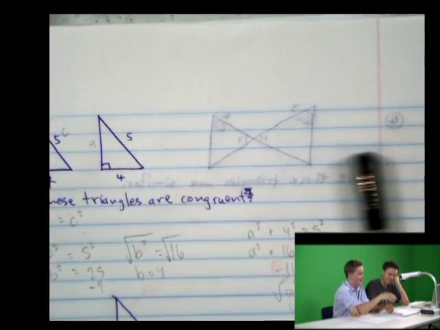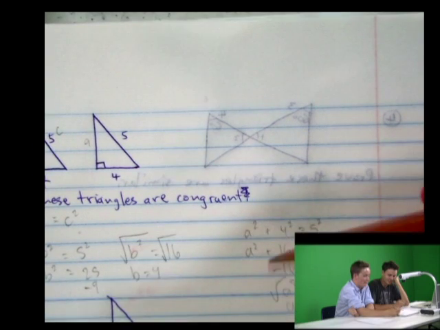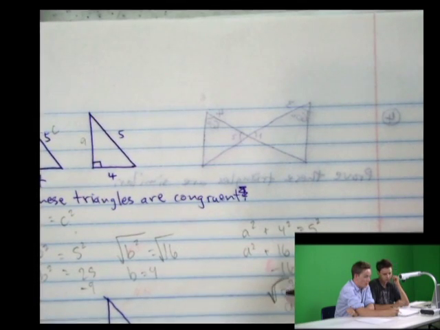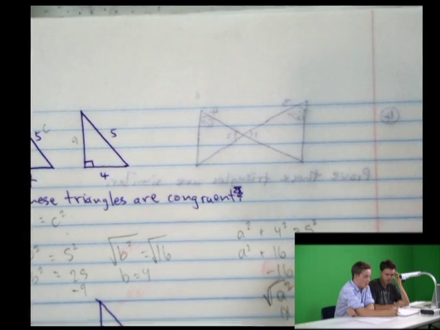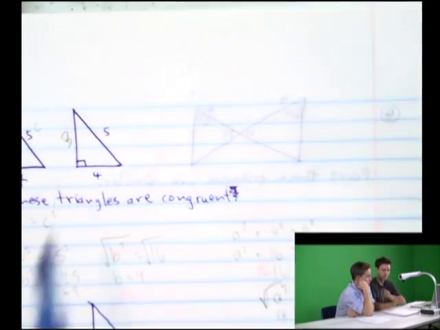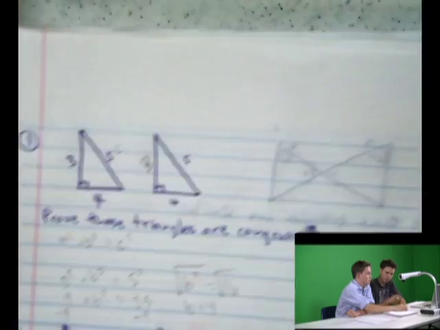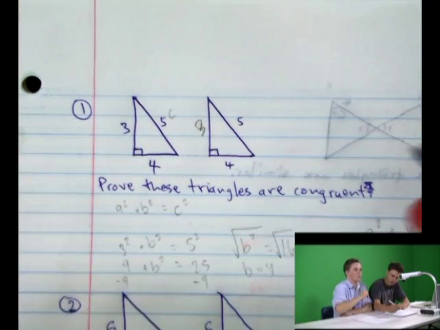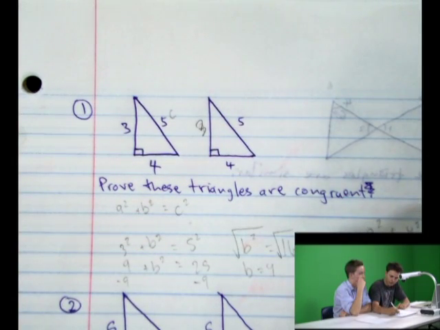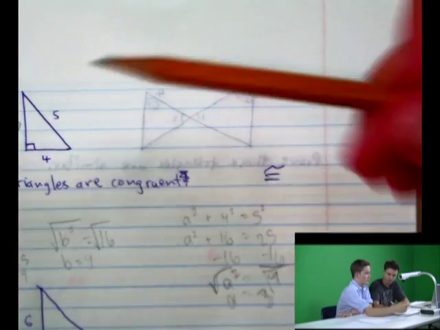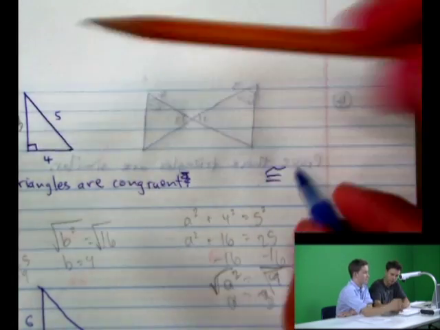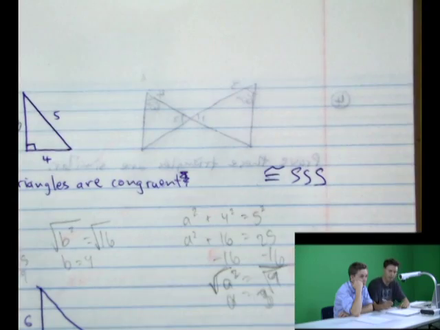No, you have to take the square root in order to solve for a. So the square root of a squared is a, which equals 3. So this side is also 3. The sides are congruent. They're congruent by what? Well, because all the sides are equal, wouldn't it be side-side-side? Right. Good job.